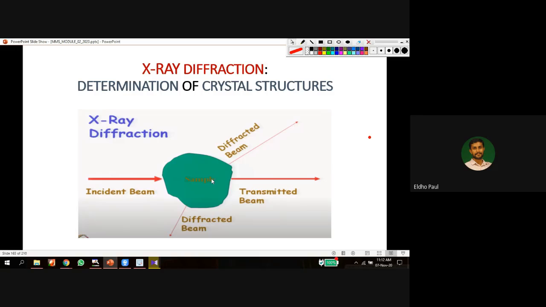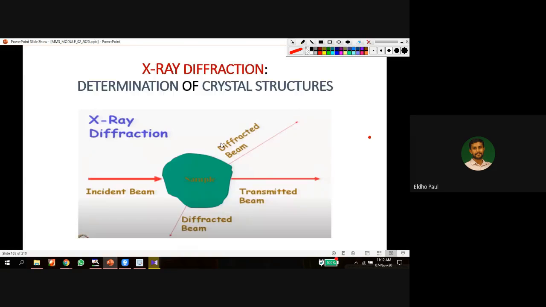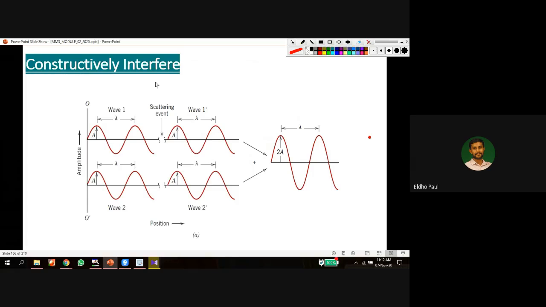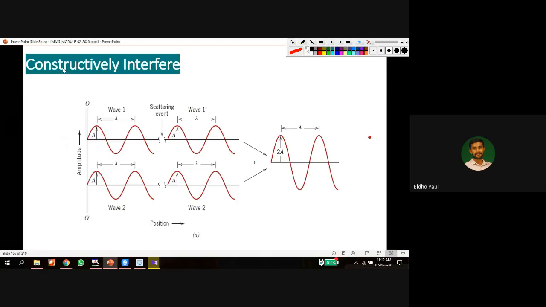So during scattering, two things can happen. When two beams are scattered from the sample, there are two chances for interference. First, they may interfere constructively. Second, they may interfere destructively. Okay, what is constructive interference?